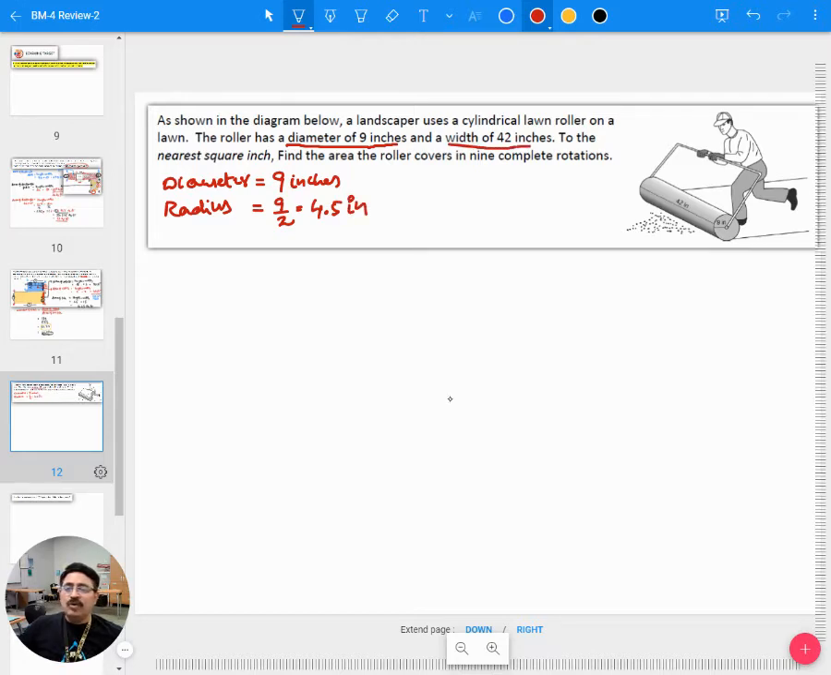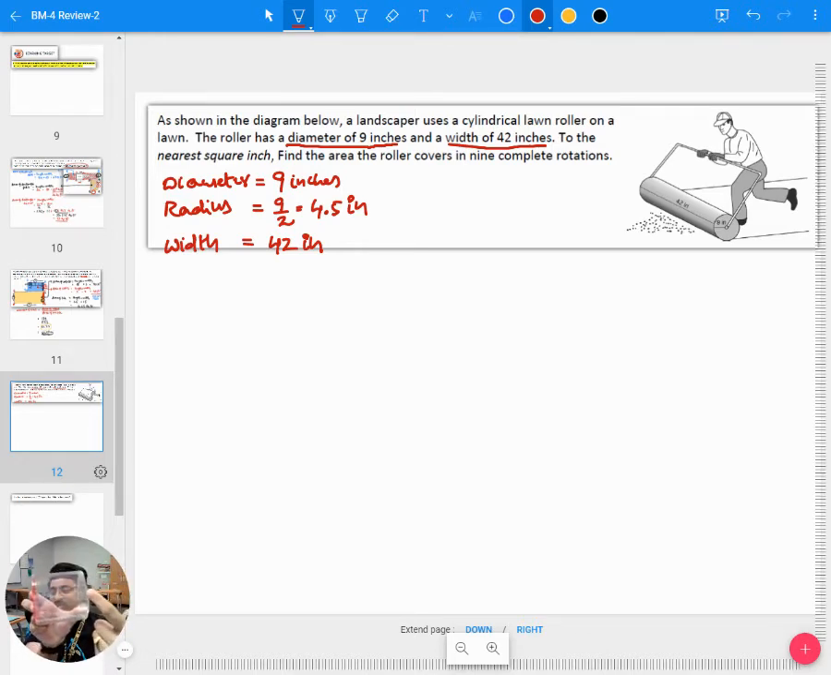And the width is 42 inches. So the width of the roller is 42 inches. Now let me take the roller part. Already I have given an example. See, this is the shape of a cylinder. Suppose you put it this way, this is the width of the cylinder or width of the roller. But if you turn it this way, the width becomes the height.